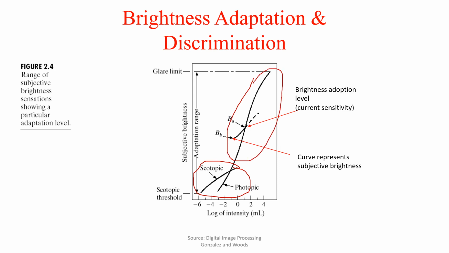Okay, so the lower intensities are perceived by rods and higher intensities are perceived by cones. We can perceive a large range but not at the same time. Means we cannot perceive a dark and bright point simultaneously.